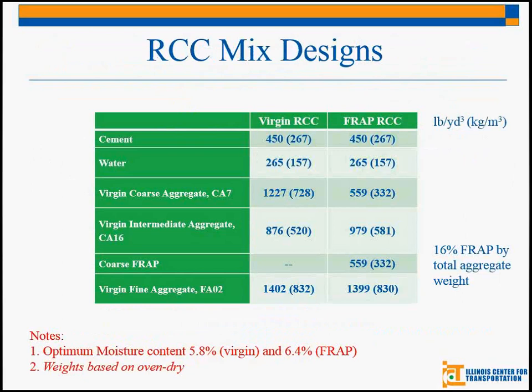As you can see with the frap mix, we used 16% frap, and that was all coarse frap, mainly because that's one of our excess materials. The fines we typically want to save for asphalt since they're very rich in asphalt and can provide more benefit there.